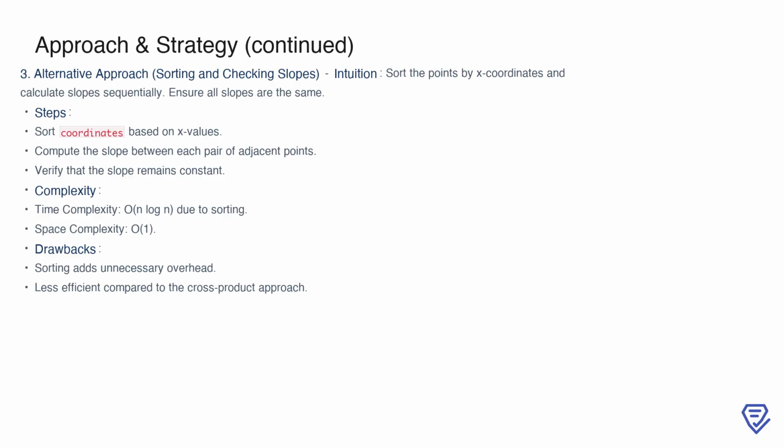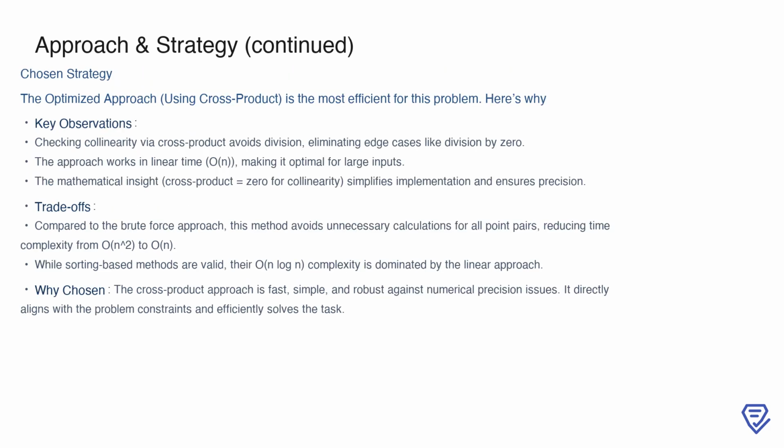While this method is straightforward, it introduces unnecessary overhead due to the sorting step, which has a time complexity of n log n. Although this approach works, it is less efficient compared to the cross-product method, as sorting is more time-consuming than the linear time traversal used in the optimized approach. After evaluating the options, the optimized approach using the cross-product is the most efficient and reliable solution.